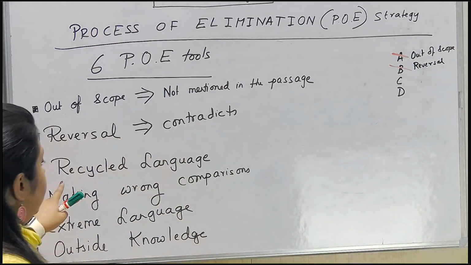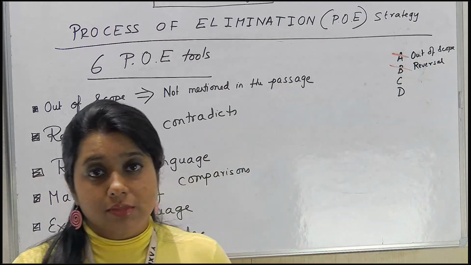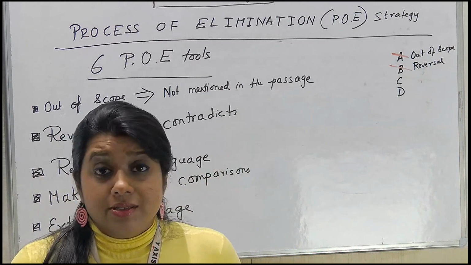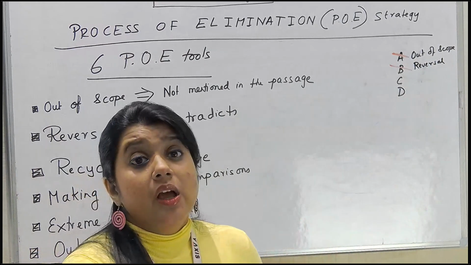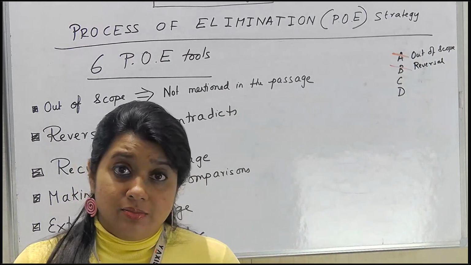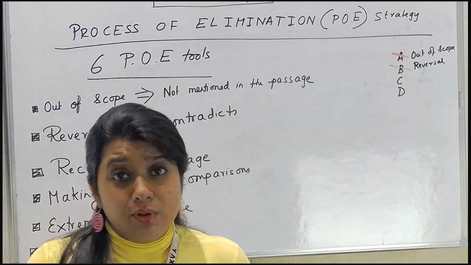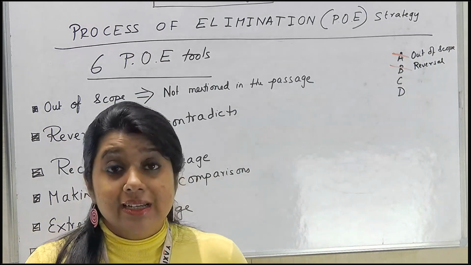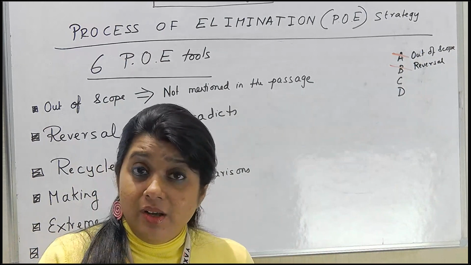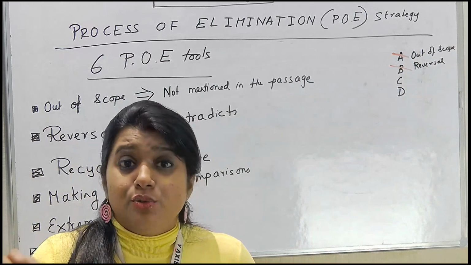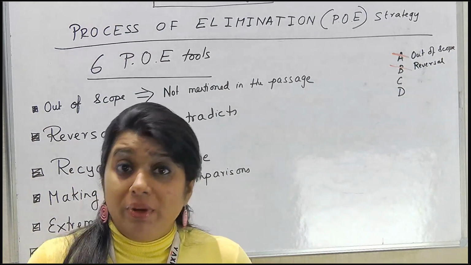Okay. Now the next one that I've written over here is recycled language. This is a very commonly seen POE tool. There will be answer choices which are nothing but distractors. In other words, these answer choices will have words copied verbatim from the passage. So you have to remember that you cannot go by vocabulary match. Just because the words are matching, I cannot choose that answer. The meaning of whatever the answer choice is stating has to be the same as the one stated in the passage.